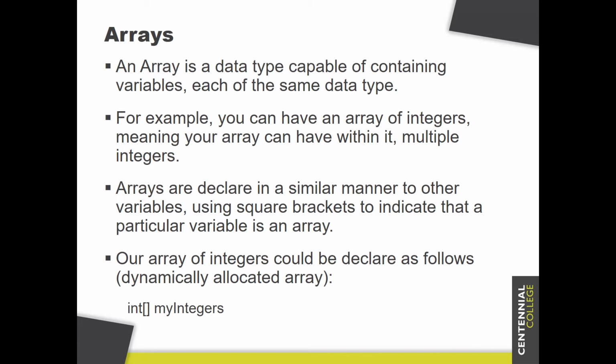An array is basically a data type that's capable of containing multiple variables of the same type. So if you've got an array of integers, for example, it will contain multiple integer values. An array is declared in a very similar manner to any other data type that we've discussed. The only difference is it utilizes square brackets to indicate that we are talking about an array. We've got an example here: int, open square bracket, close square bracket, myIntegers. What that would do is declare an array of integers. The int, the type, is at the beginning, the square brackets declare it's an array, and then the name of the array is myIntegers.